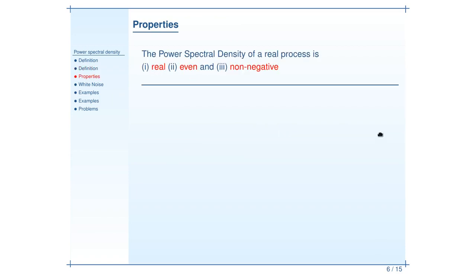Okay, now let us look at some of the properties of the power spectral density. One property we have already seen: it is real. We will see that it is also an even function and it is non-negative. The first part we have already seen.